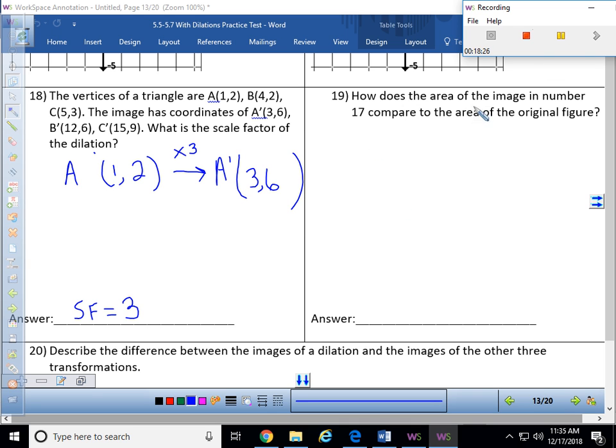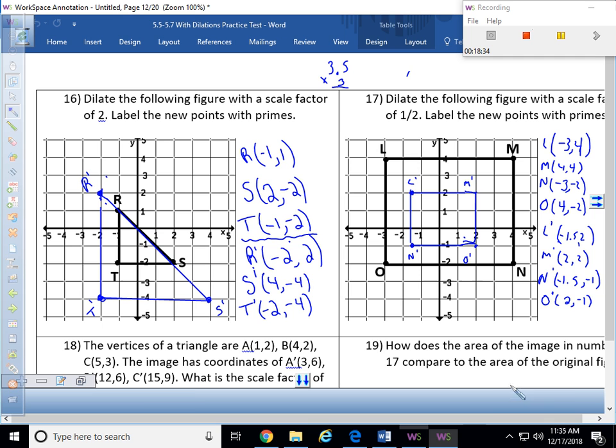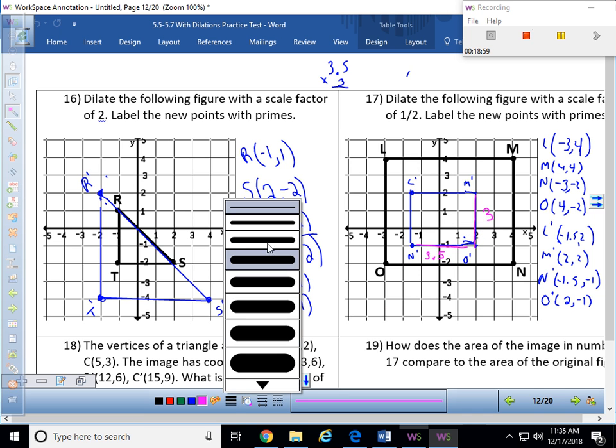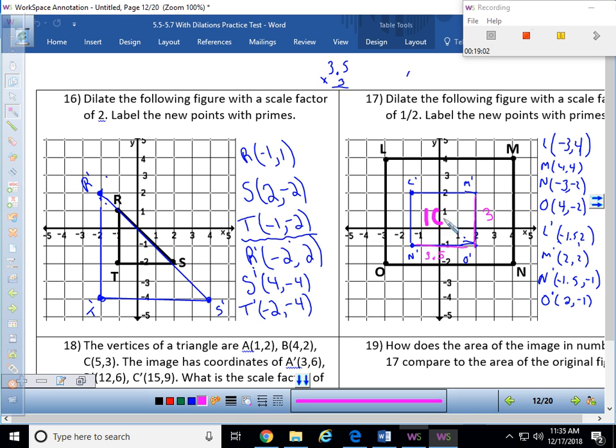Alright, how does the area of the triangle in number 17 compare to the original figure? Alright, well, let's go back and take a look at 17. Now, I had to fix 17. It wasn't halfway in between. It went all the way to here. So let's take a look really quick. Well, how long is it from here to here? Well, I think that's 3.5 from here to here. And I think this from here to here is 3. So 3.5 times 3, I believe, is 10.5. So the area of this guy right here is 10.5, the smaller one.